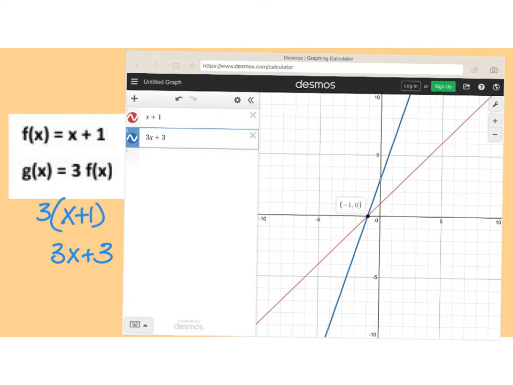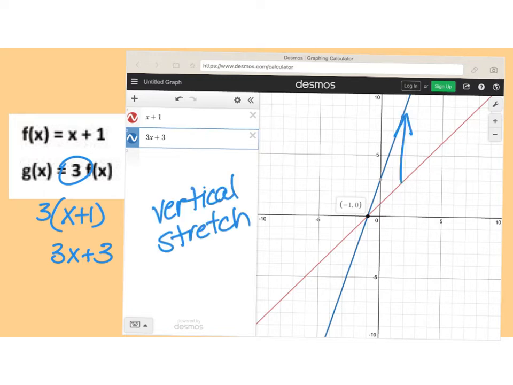So because we multiplied times 3, this is what we would call a vertical stretch. Because that's like taking this graph and stretching it up that way and down this way. So it's like going in both directions, up and down.